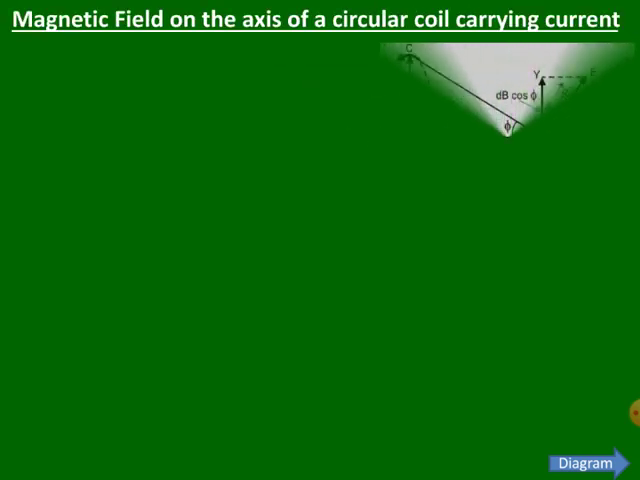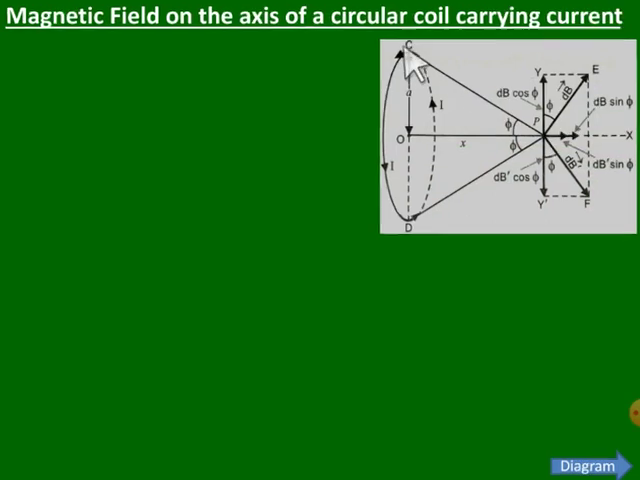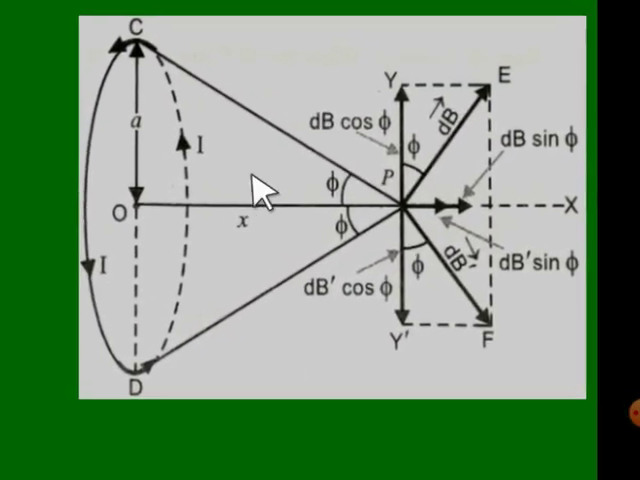Now let's see the application of Biot-Savart's law in terms of a circular current carrying coil. Instead of that elemental one, we can go to the circular coil, just to find out the magnetic field due to a current carrying circular coil. So let's take a circular coil of radius A, like this in the figure.